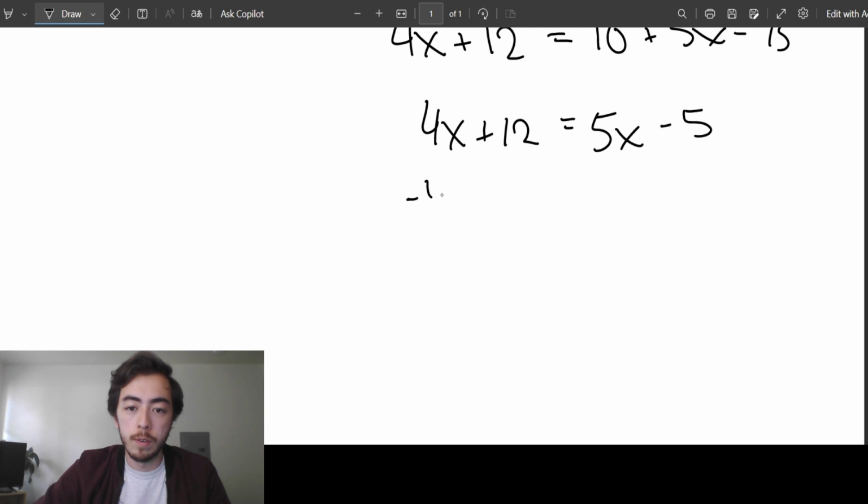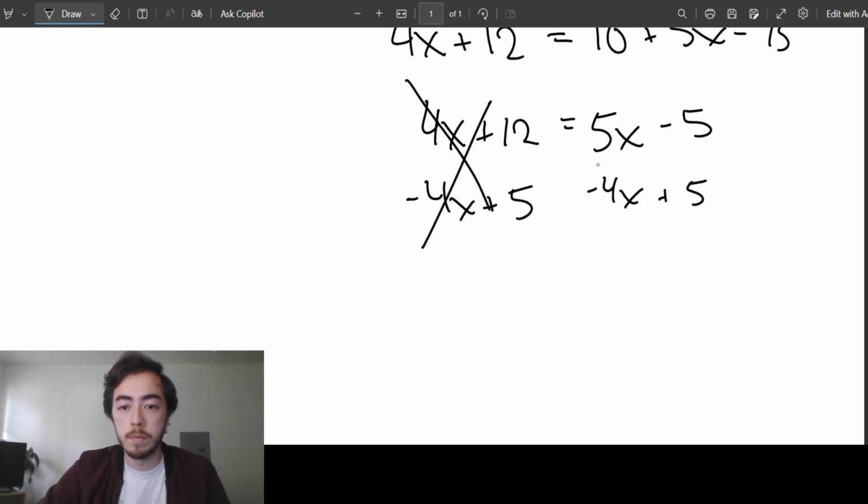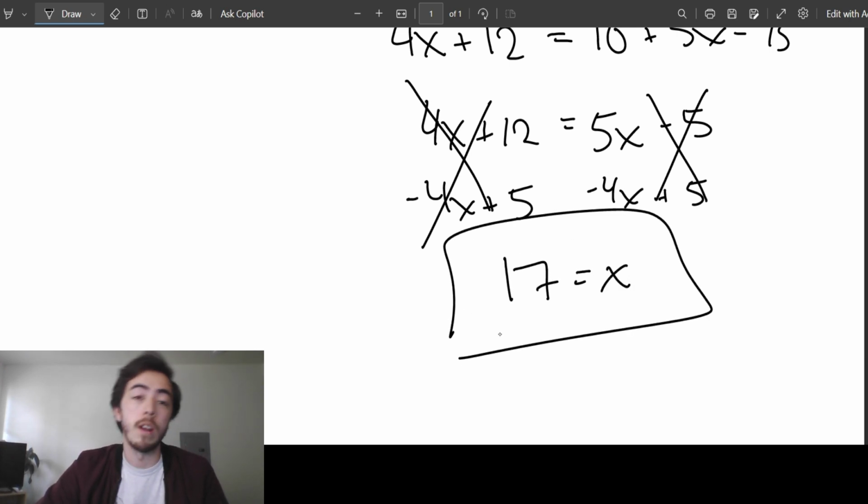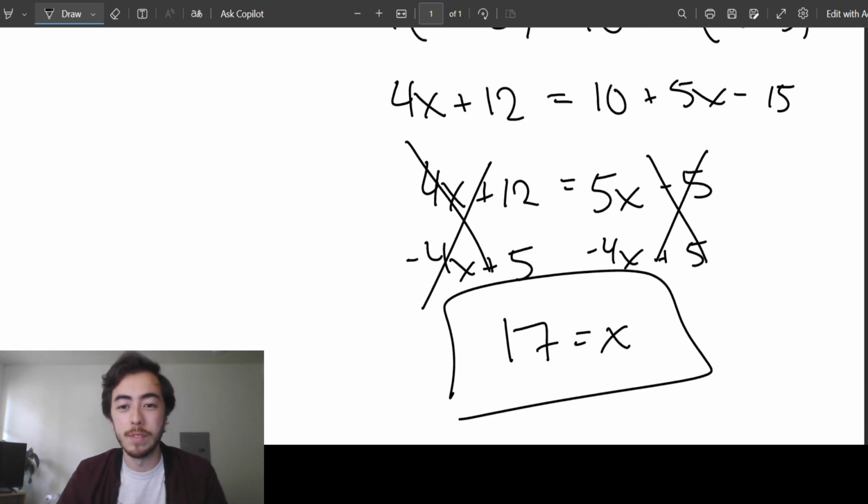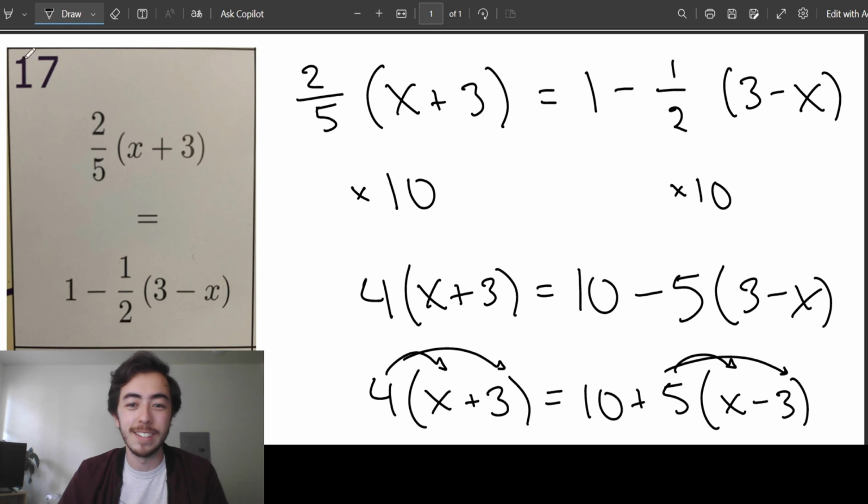I can subtract 4x's from here as long as I subtract 4x's from here. And at the same time, I'll add a 5 to both sides as well. Ultimately, these terms cancel and these terms cancel. And I'm left with 17 on the left and just 1x on the right. So there's a 17, and that confirms that the answer indeed is today's date.